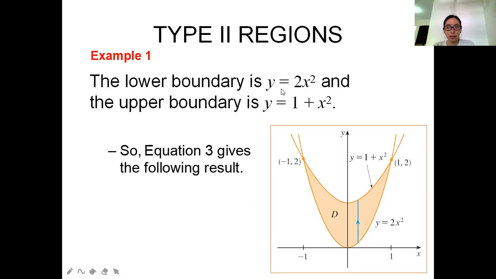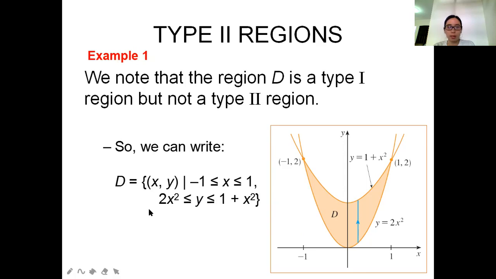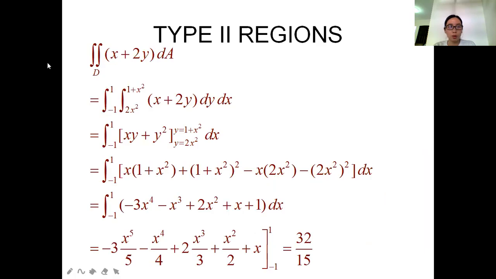So, the lower boundary is 2x squared and your upper boundary is 1 plus x squared. So, that is what we got, no? Okay? So, the double integral of the function x plus 2y dA is equal to, so we already have the intervals, or limits. So, x plus 2y dA, so it is a type 1 region, so dy dx.